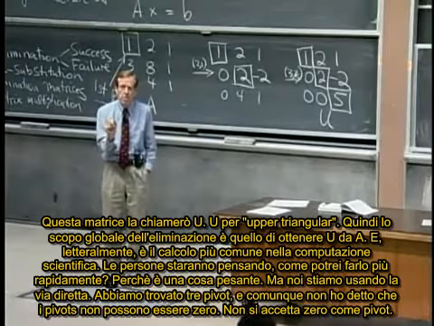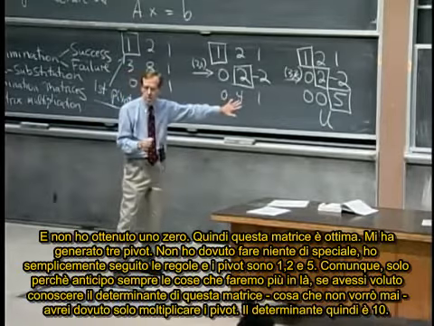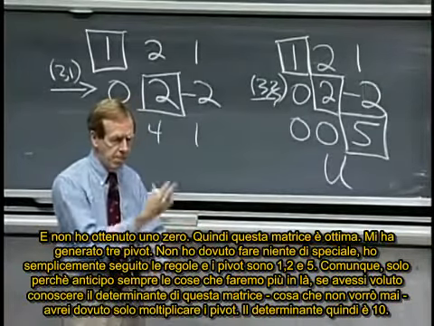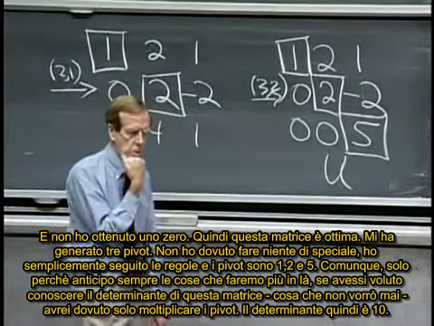Pivots can't be 0. I don't accept 0 as a pivot. And I didn't get 0. So this matrix is great. It gave me 3 pivots. I didn't have to do anything special. I just followed the rules.